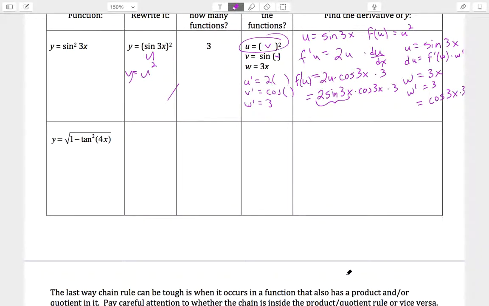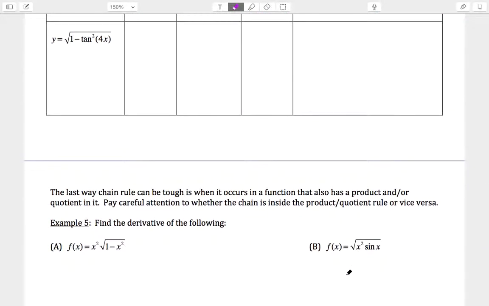Alright, so let's work one all the way through. Okay, so let's rewrite this one. How does this rewrite? Just leave yourself space and I can do that. How does this rewrite? 1 minus something, to the 1/2, right? I just didn't leave myself enough room to write it in the box. Okay, so y equals that. So how many functions do I have? How many am I composing? Well, I have u equals something to the 1/2.